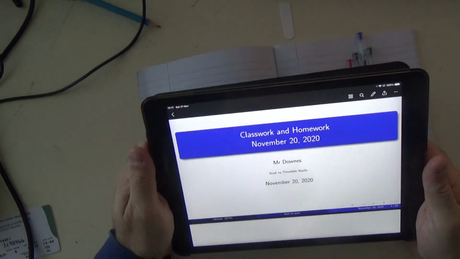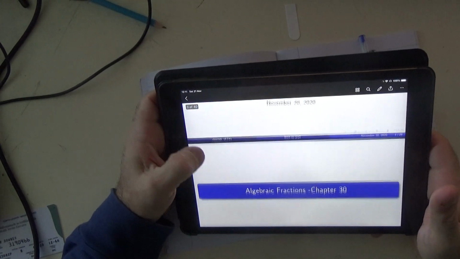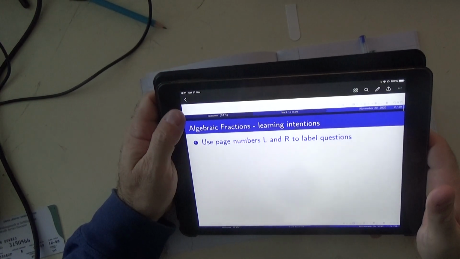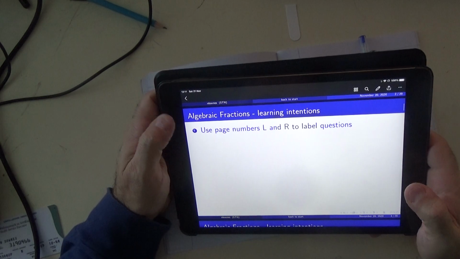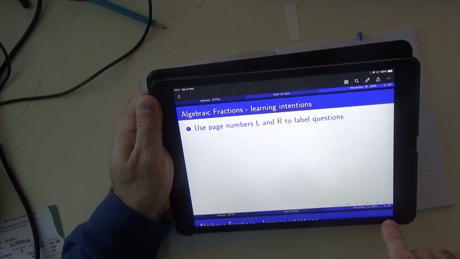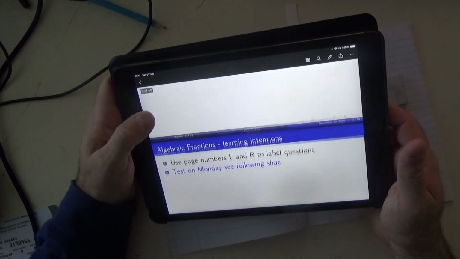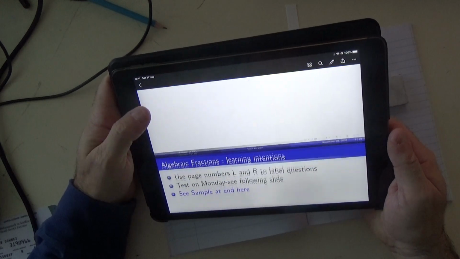Okay, so this is a recap on Friday's lesson, week 11, Friday. Regarding the examples that we go through, if you could just use the page number, which you can barely make out here, down the bottom right corner, left and right, because I don't label the questions themselves during the class.